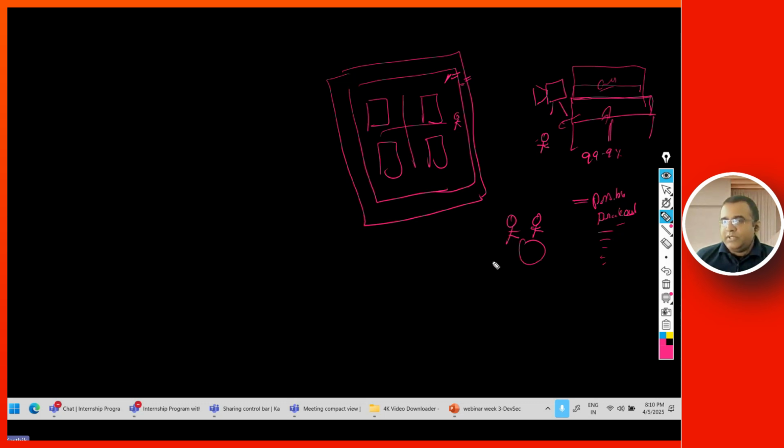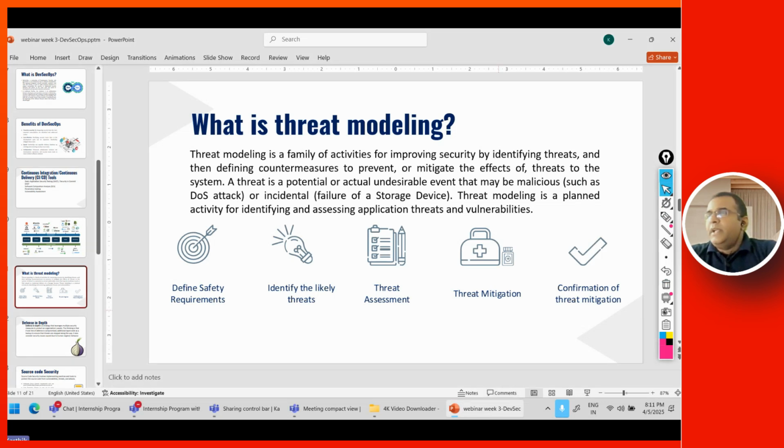So this process of sitting down, looking at the design and looking at where there could be any problems, in cybersecurity is called threat modeling, right? I'm going to look at an application. As a hacker, I will know where the things are that I can hack into.